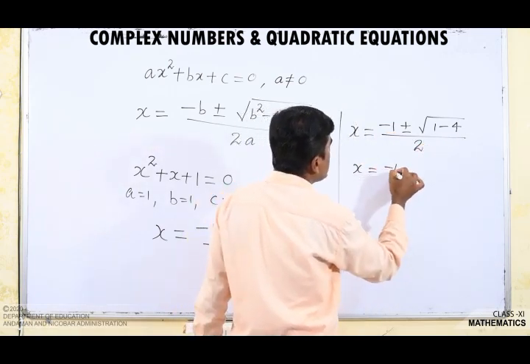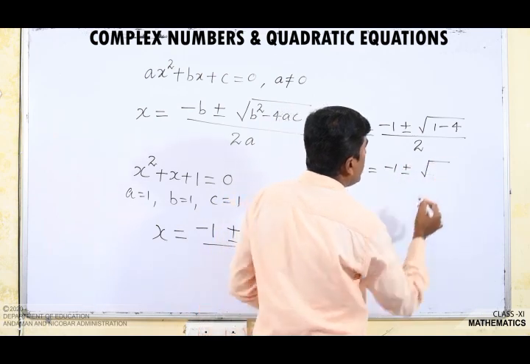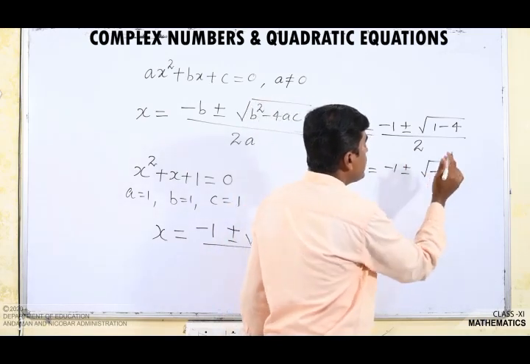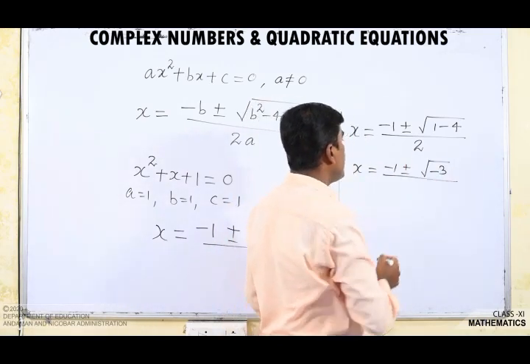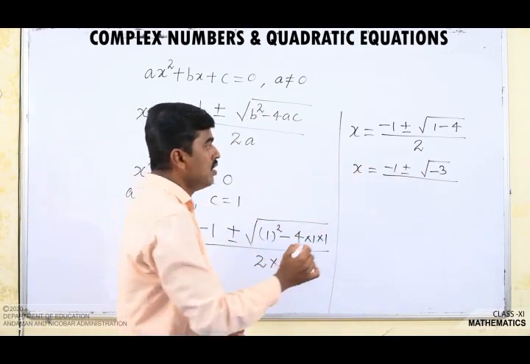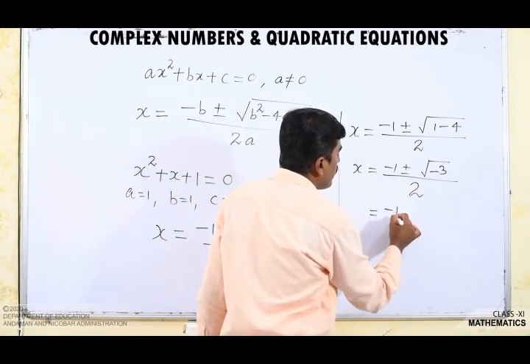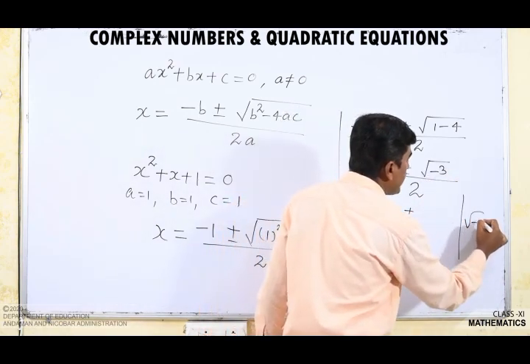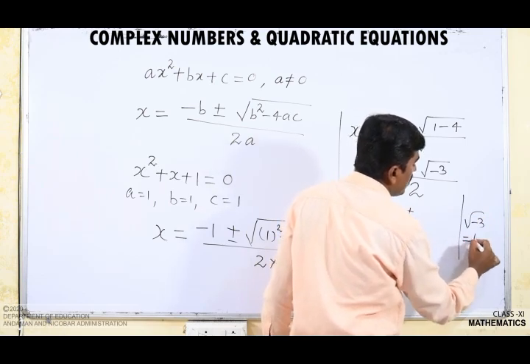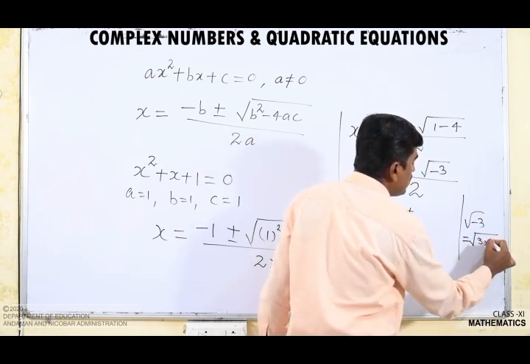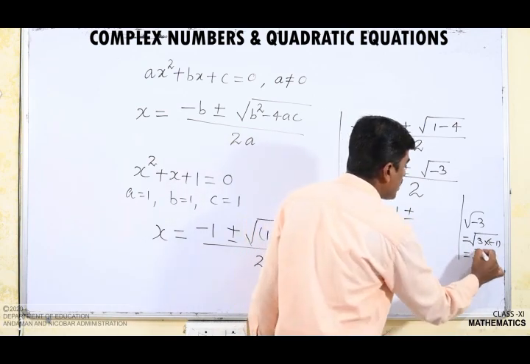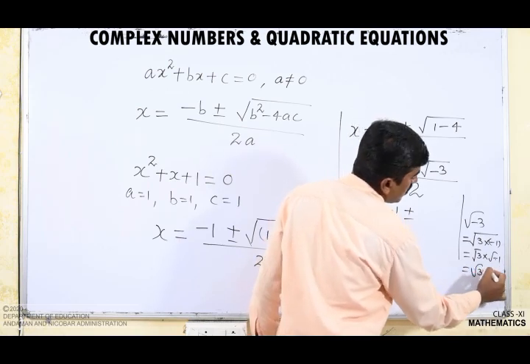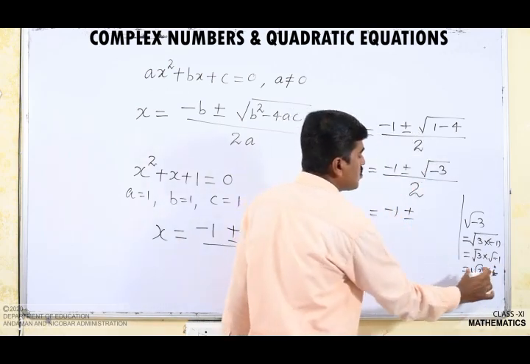That is equal to minus 1 plus minus root over, now here it is 1 minus 4, so it is minus 3. That means there is a negative number in the square root, that is b square minus 4ac is less than 0 here. So what we have to do now? We have to write minus 1 plus minus. Now root over minus 3 can be expressed as root over 3 into minus 1. That can be written as root 3 into root over minus 1, and this root over minus 1 is equal to i. So that is equal to root 3i.